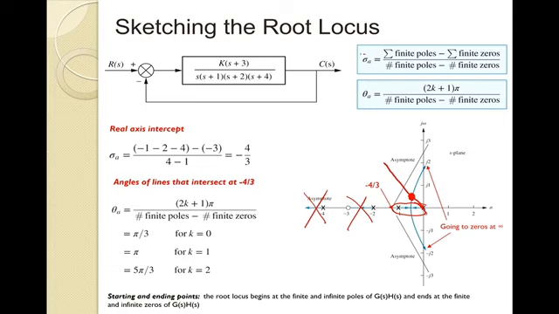What really helps us as we're sketching this higher order system is looking at these asymptote angles here, the point along the real axis, sigma sub a, and the angle theta sub a. That really helps guide us in our analysis of the root locus. So that will conclude this opening module on introducing root locus.